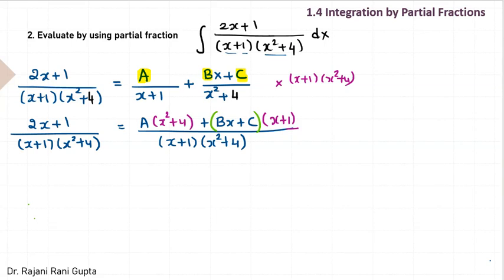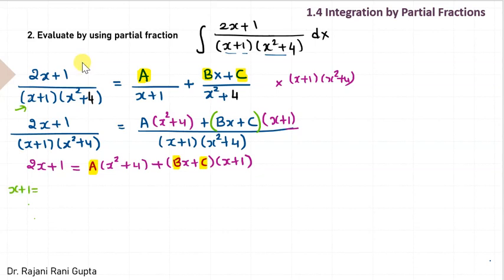Okay. So this gives you, pairing the numerators, 2x plus 1 equal a times x squared plus 4, plus bx plus c times x plus 1. Now we will do the same thing. As we have to find the value of three constants, we will use three different values of x. And similar to the previous case, let's get the value from here. So if you look here, you get x plus 1 equal to 0. That gives you x equal minus 1. This value you get easily from here.